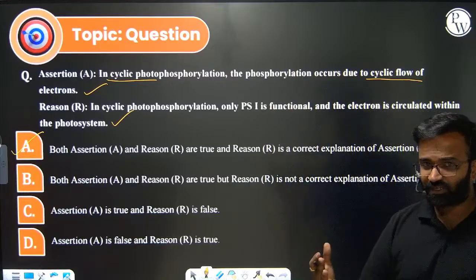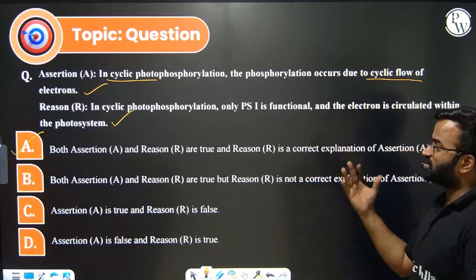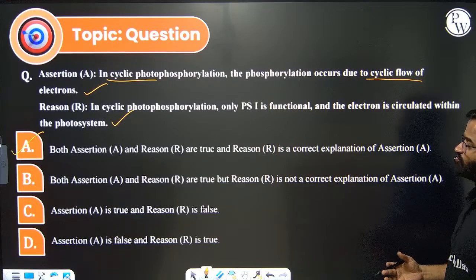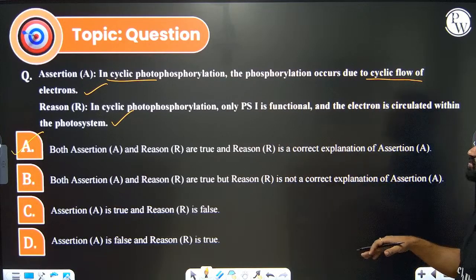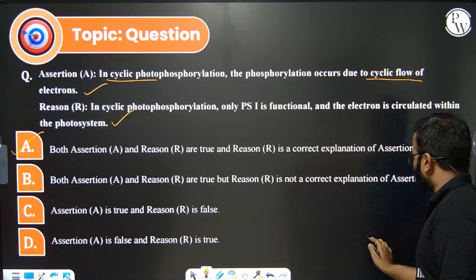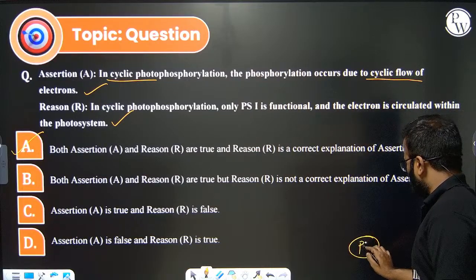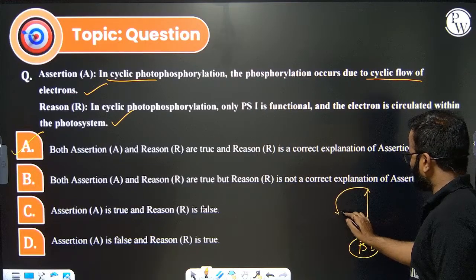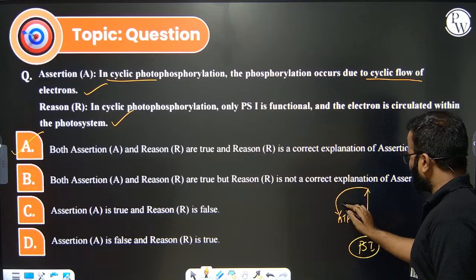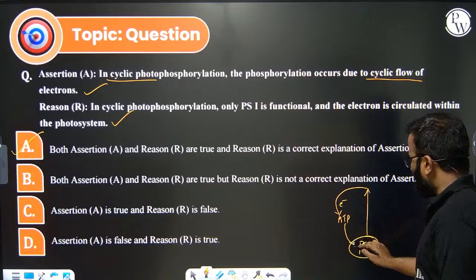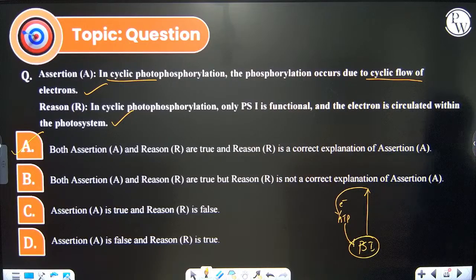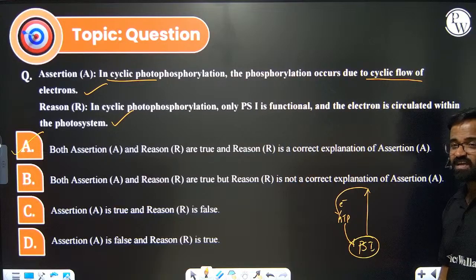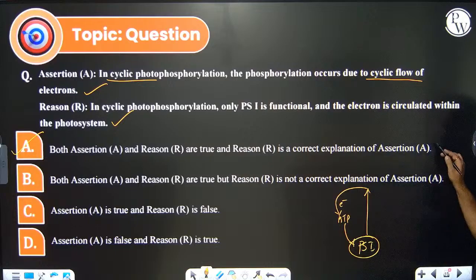Are you getting my point, what I'm trying to say? See this first assertion. In cyclic photophosphorylation, the phosphorylation occurs due to the cyclic flow of the electrons. Imagine this is your PS1. When it gets excited, it makes ATP on the way and the electrons are circulated back into the same reaction center. That's the reason why it is called cyclic photophosphorylation. So I would go with A as the answer.